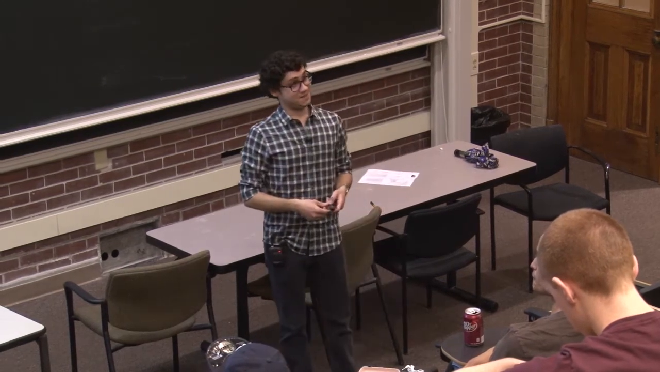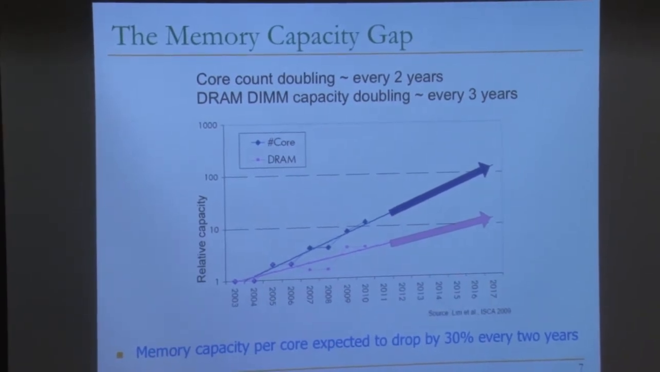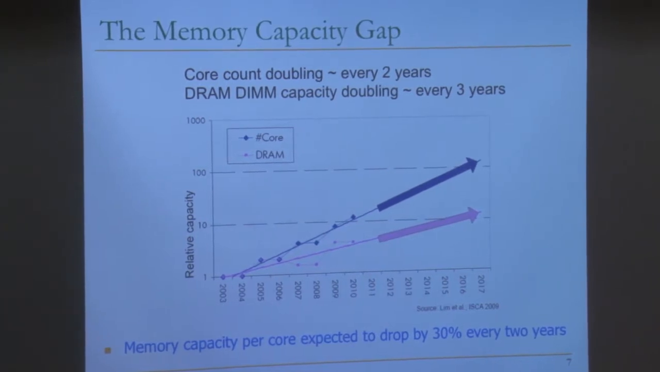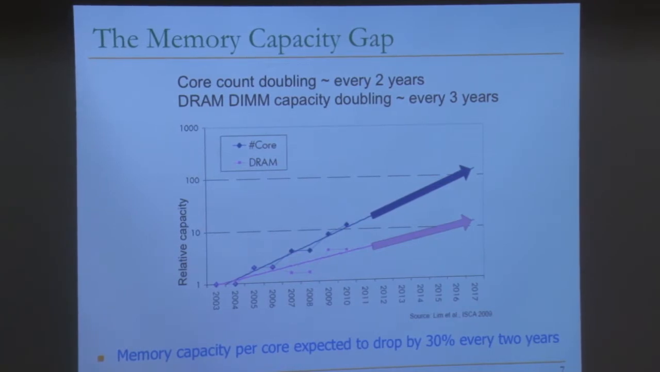Why can't we satisfy this demand? Well, let's take a look at what the trend has been showing us. As we talked about, core count has been roughly doubling every couple of years. That's good. That means we can fit a lot more processes on the same unit of area on a chip. Here's the problem. DRAM DIMM capacity, dual inline memory module, has been doubling every 3 years. Now this doesn't sound like that big of a gap, but if you start to plot the trend and project that into the future, the amount of memory capacity that we have per core is expected to drop by 30% every 2 years.